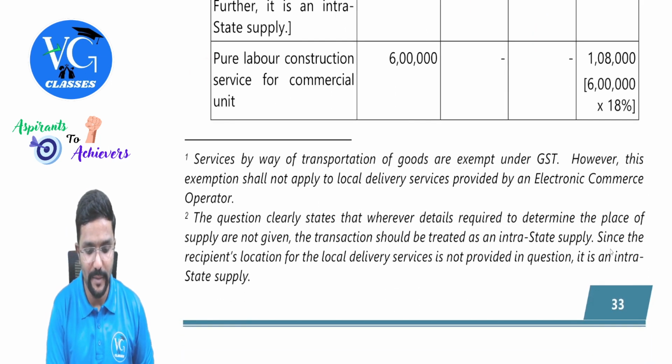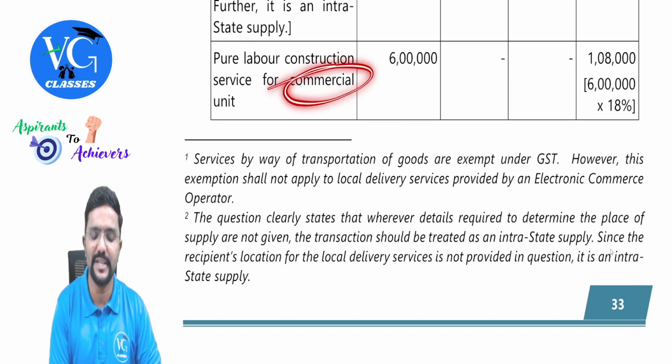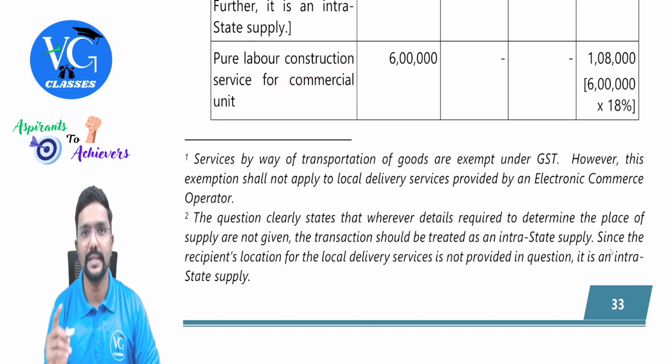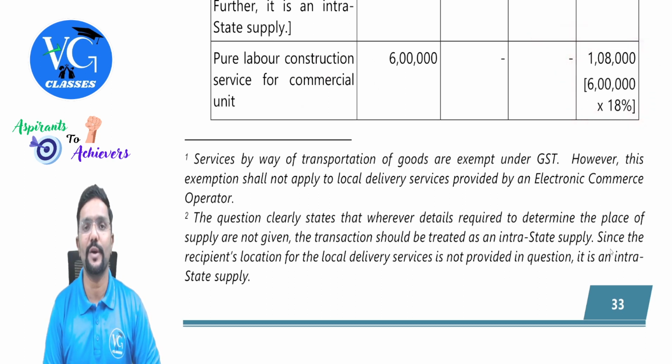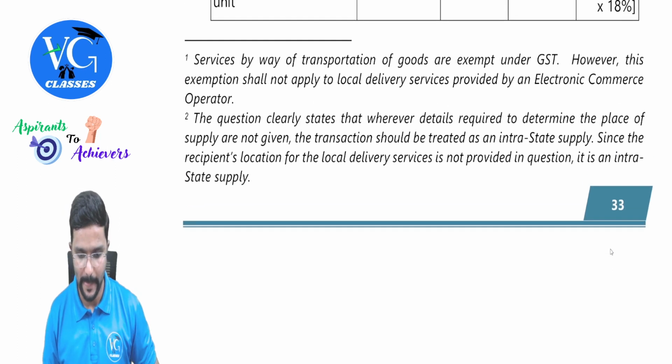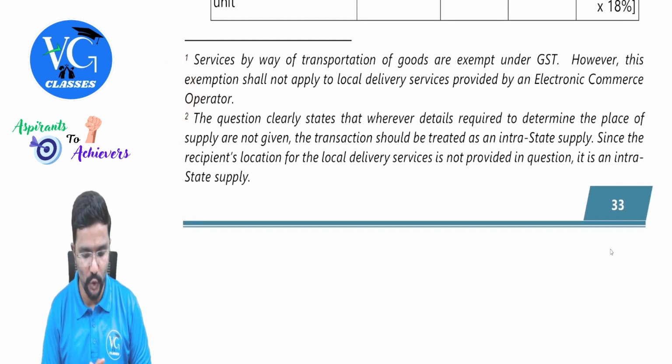Then pure labor construction service for commercial unit. I have already explained it. As it is commercial, it is taxable, guys, and it is an interstate supply. The place where the immovable property is located is the place of supply. So 18% IGST. Okay. There are a few explanations here. Whatever I already explained, you guys can just go through it.